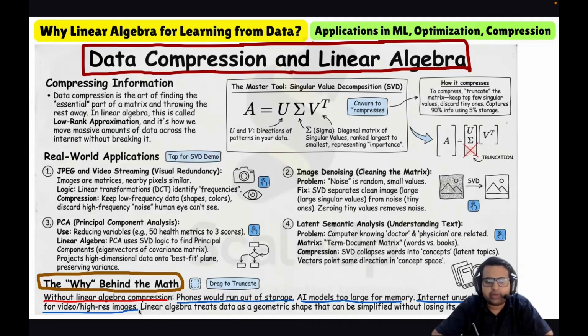Linear algebra allows us to treat data not as a collection of bits, but as a geometric shape that can be simplified without losing its soul. So linear algebra treats data as a geometric shape that can be simplified without losing the information, without losing its soul.